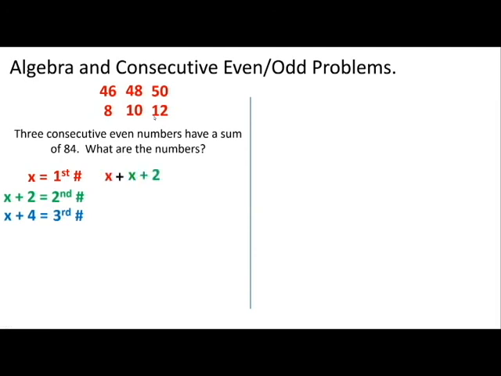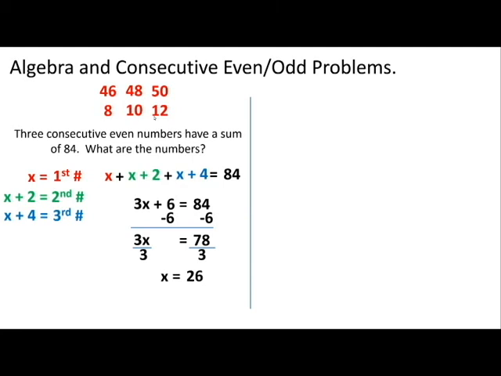Well, the problem says find their sum, so I add those together. It has to equal 84. Again, that was the hard part. The rest of this is just a little bit of algebra, making sure we always show our work. We come up with the fact that we have 26 for our first number. If the first number is 26, the second number must be 2 larger than that, which is 28, and the third number must be 4 larger than the 26, which is 30.